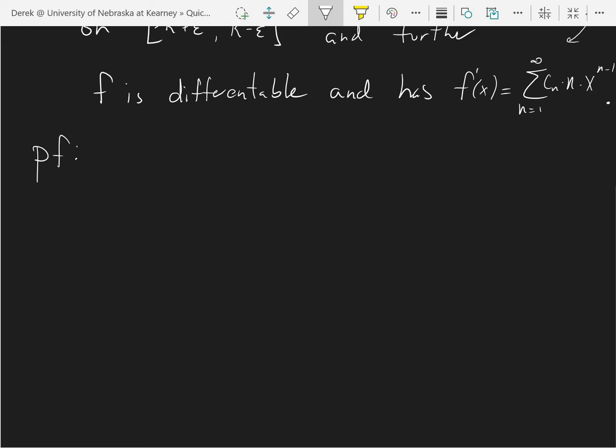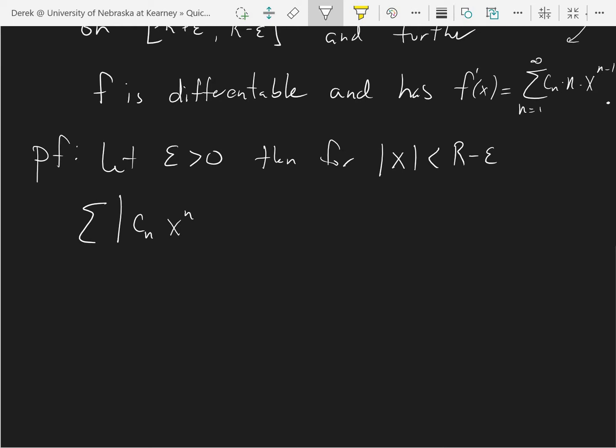So here's the proof of this. We have to let epsilon be bigger than 0. Then for x in absolute value less than r minus epsilon, the absolute value of the sum of c sub n x to the n is less than or equal to the sum of the absolute value of c sub n times r minus epsilon to the n. But the right-hand side converges absolutely by the root test.